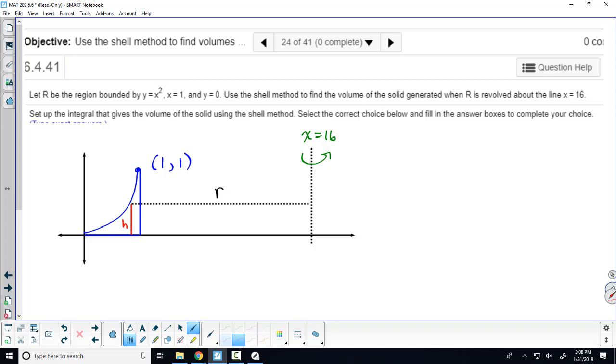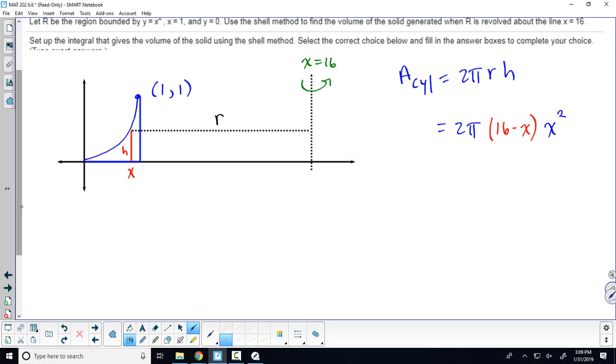All right, so then here we want to find the area of a cylinder. The area of the cylinder is going to be 2 pi r h. For us, we look at that element. The thickness of that element is dx, so we want to write things as functions of x. So we go over here and say, all right, well, the radius is what? That's the vertical element at x. So what is the radius? 16 minus x. Perfect. And then what's the height? x squared. Just x squared. That's the function. So there is the area of the cylinder at x.